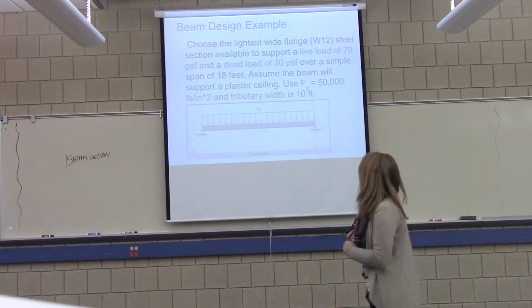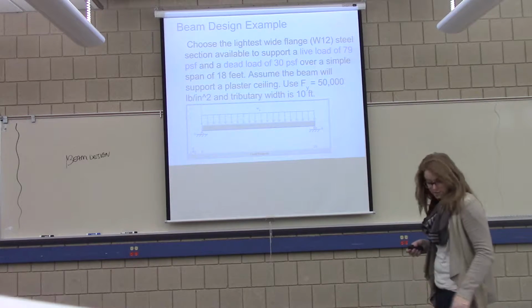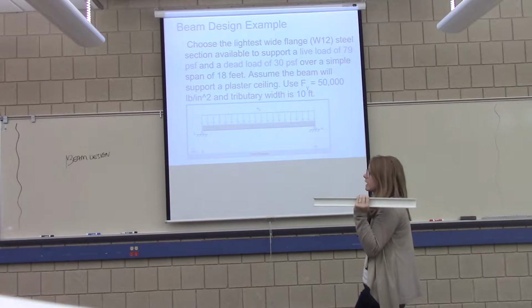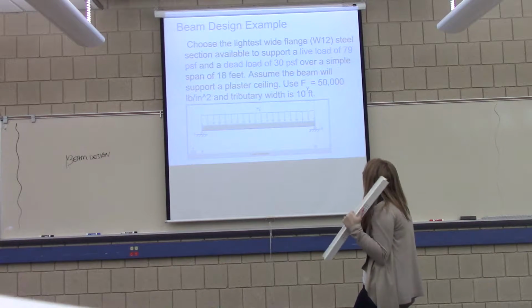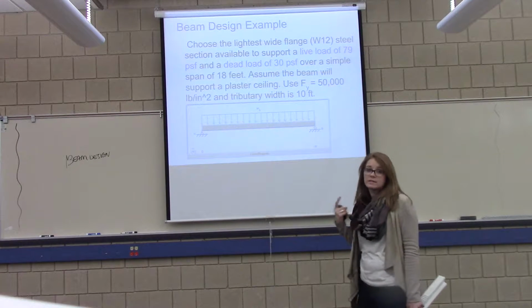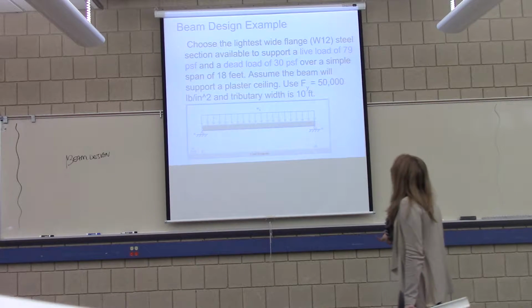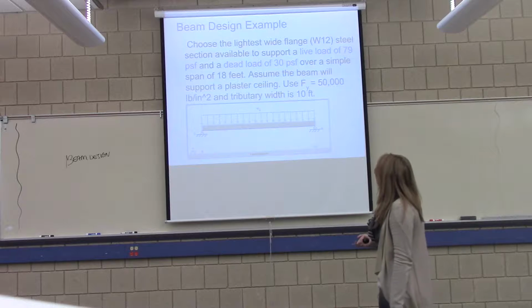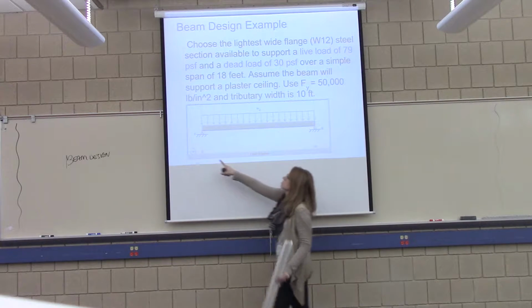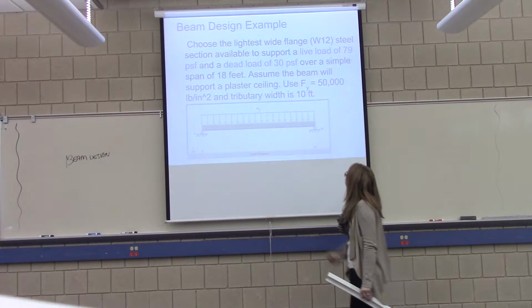So the first thing is just reading the question. We're going to try to find the lightest weight wide flange, a W12 steel section, available to support the live load of 79 pounds per square foot, a dead load of 30 pounds per square foot, and the length of the beam is 18 feet. So it goes from 0 feet to 18 feet.